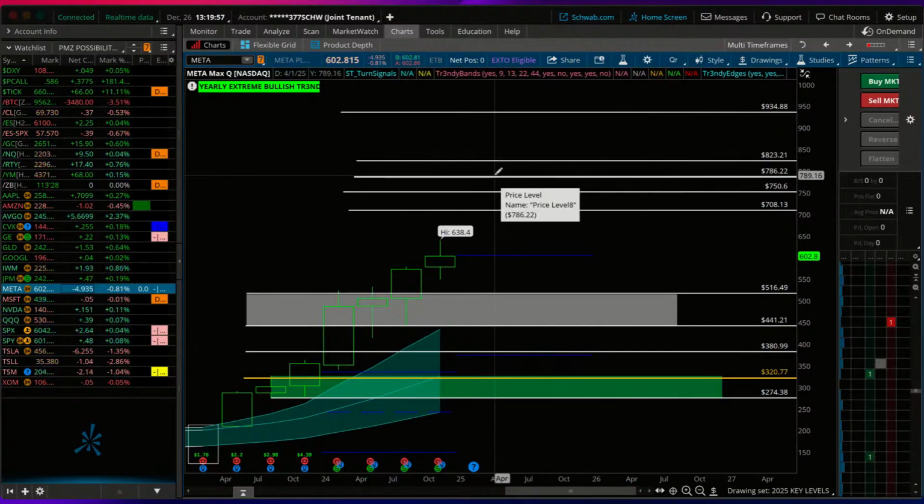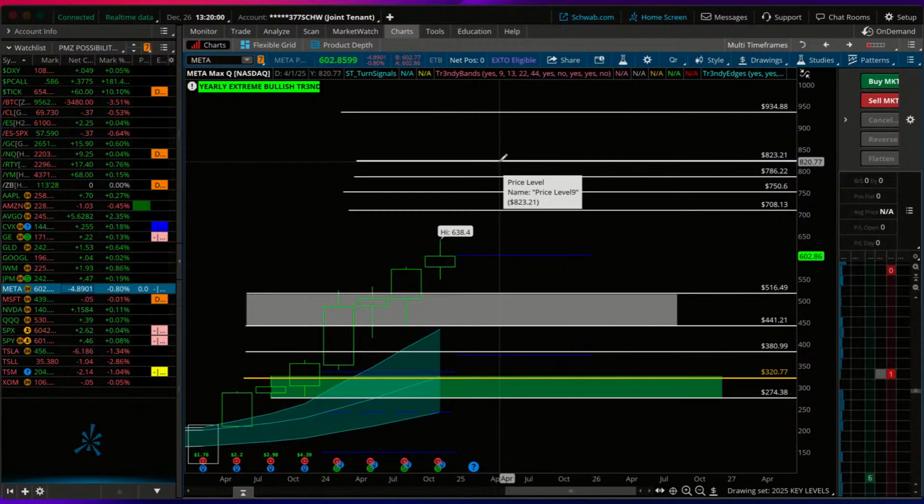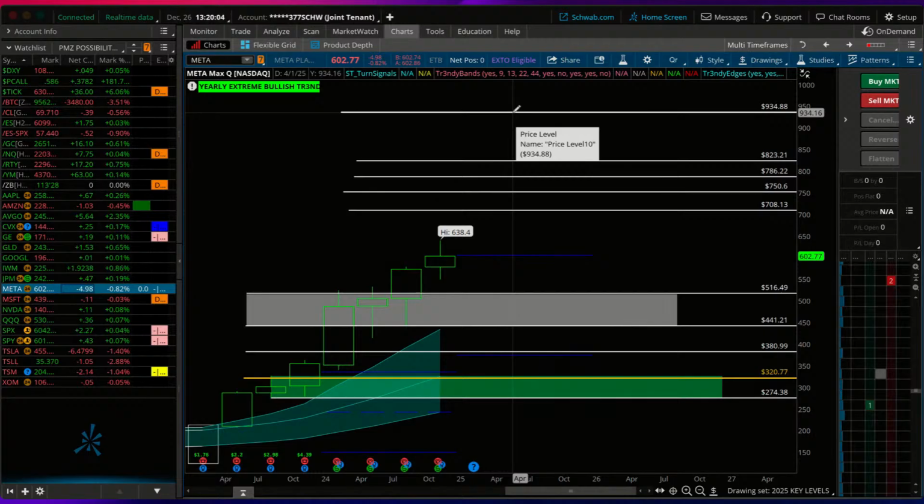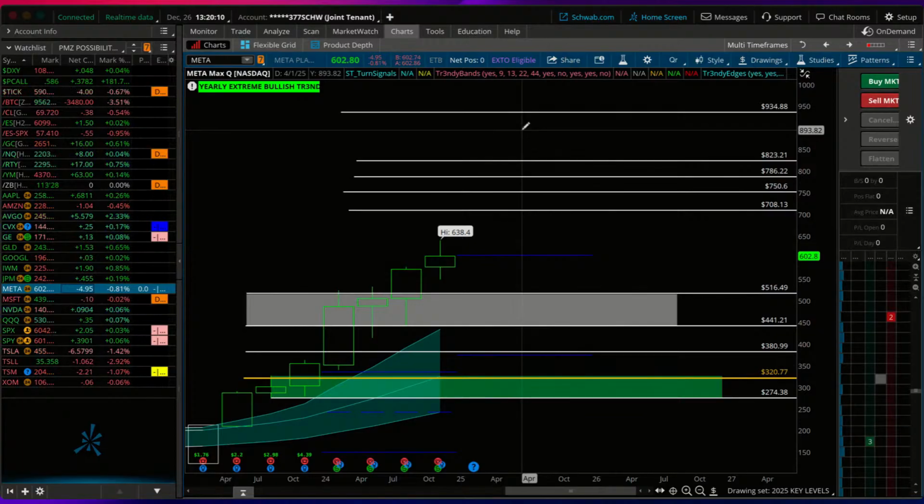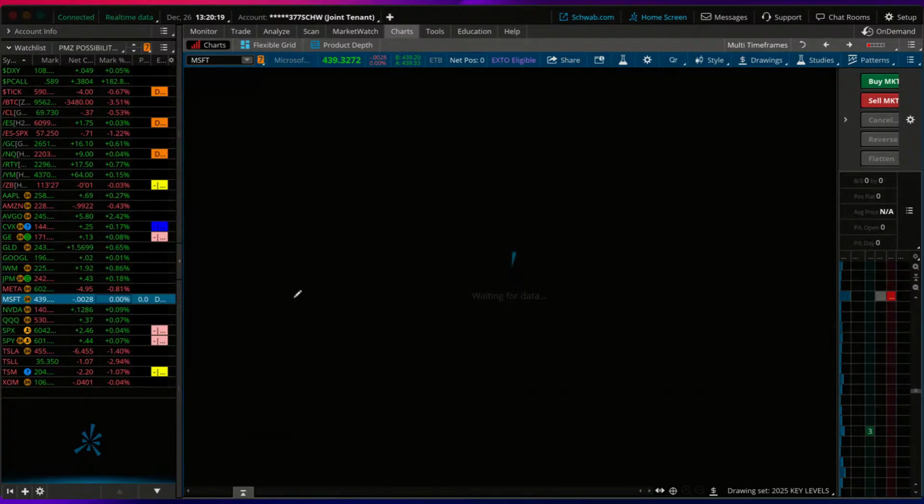750, 786, and then ultimately in 2025, 823 by 930. We're going to round up, call that 935. That would be my ultimate target to the upside in Meta for 2025. Next up, let's take a look at Microsoft.